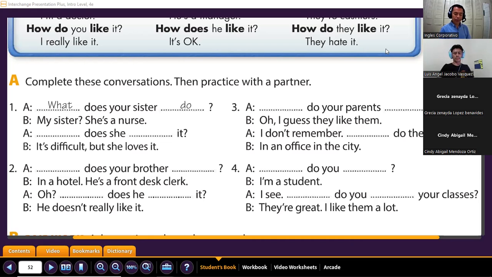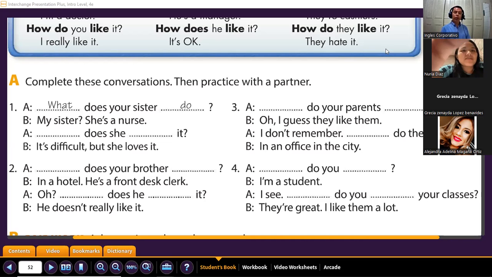Conversation two. Group number two. Nuria and Alejandra, right? Nuria, you are A. Alejandra, you are B. Action. Yo soy la primera. Nuria, you're A, yes. In conversation two. Alejandra, letter B. One, two, three, action.